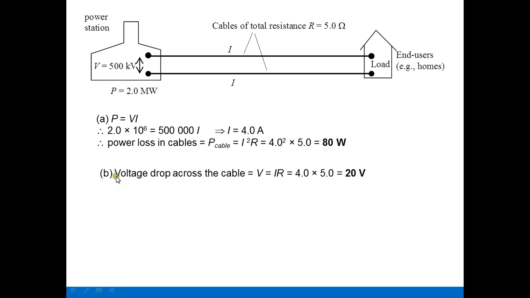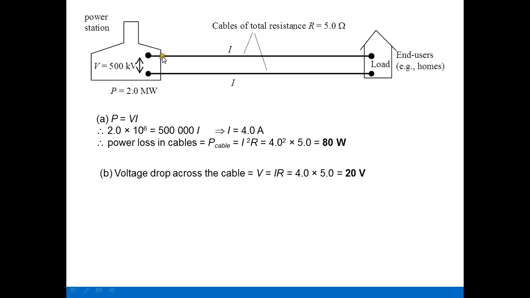Next, we are asked to calculate the voltage drop across the cables. Since the current across is 4 amperes and the resistance is 5 ohms, we have a voltage drop of 20 volts. Now, note that this V, the voltage across the cable, is not the same as V here, which is the voltage produced in the power station.